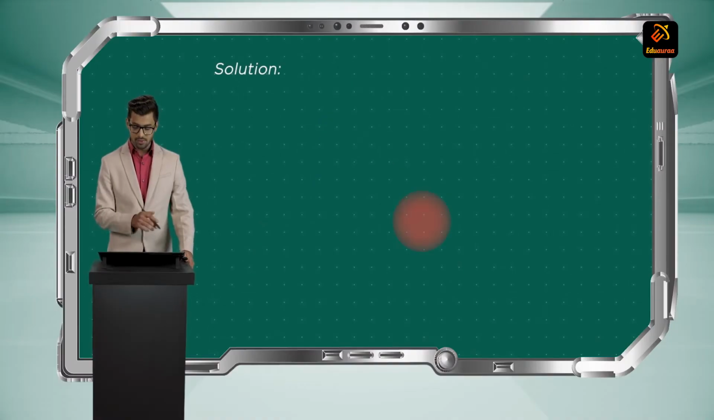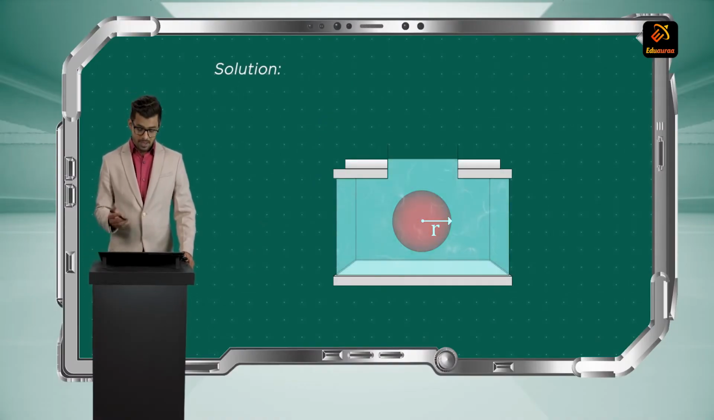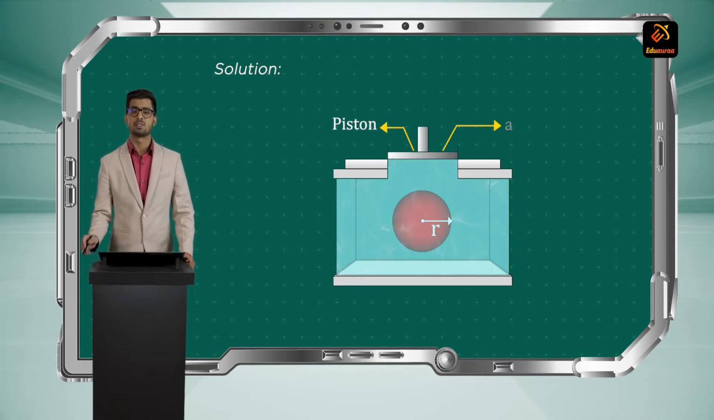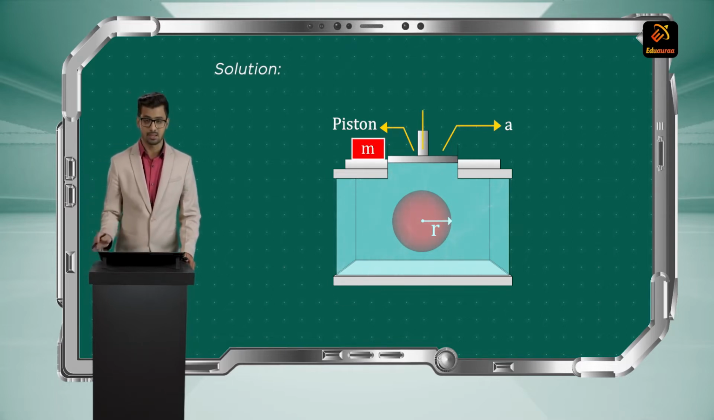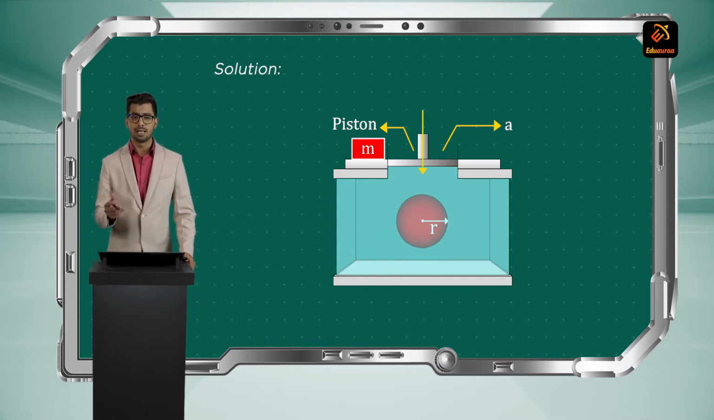As we can understand from the question, there is a sphere of radius small r kept inside this liquid and there is a piston kept on it. The area of the piston is small a. Now we are keeping small m mass on it so that this piston is compressing this liquid. Hence, the volume of this sphere will decrease. Also, the radius of this sphere will decrease. So this is what we are supposed to find.